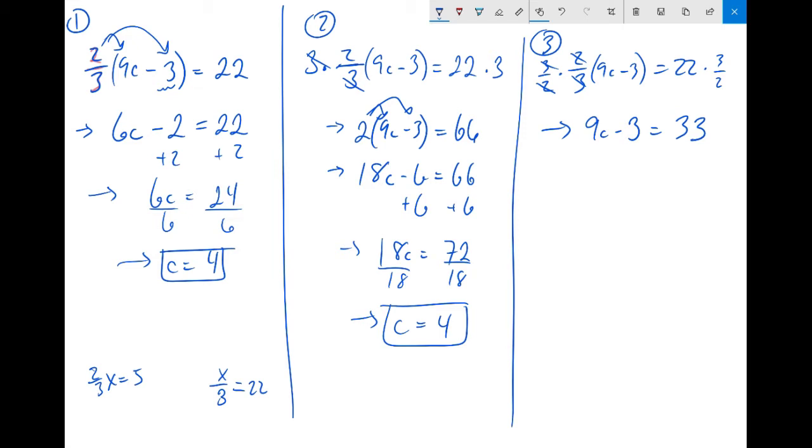Then, how do you solve that one? Well, you add 3 to both sides, and you'll get 9c equals 36. Divide 36 by 9, and you'll get 4. So, which one is easiest?